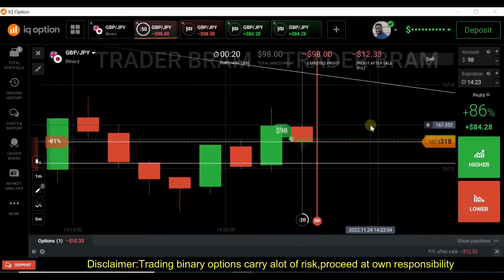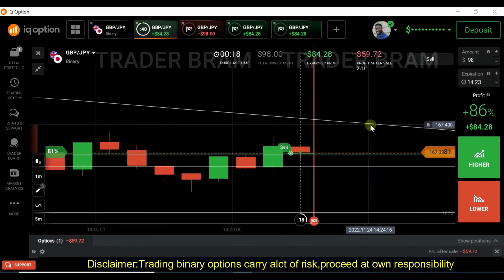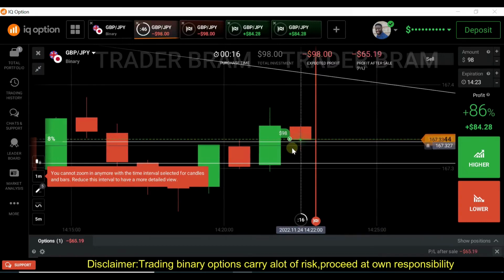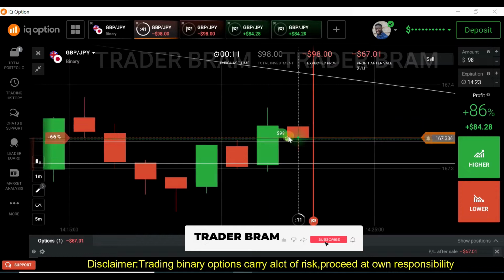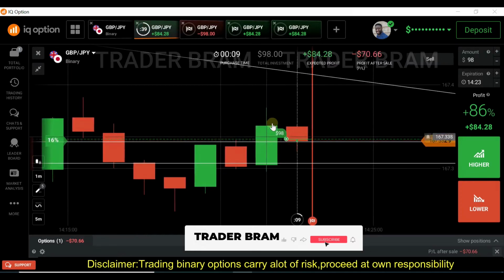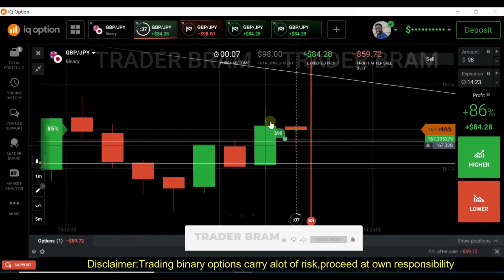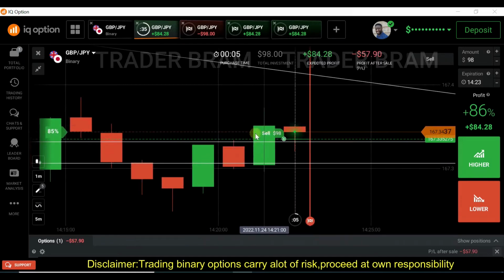So this is what I'm talking about. Wait for another trading opportunity. We broke above the area of support and resistance. After breaking above the area of support and resistance, we formed a very strong bullish candle in this case.